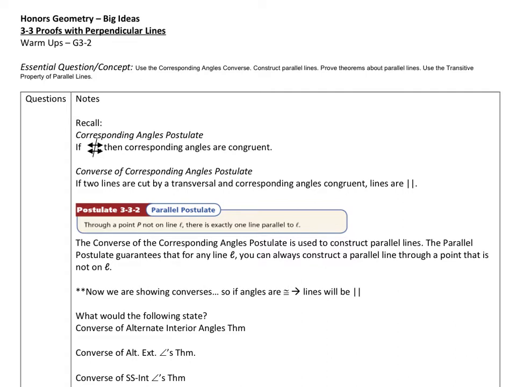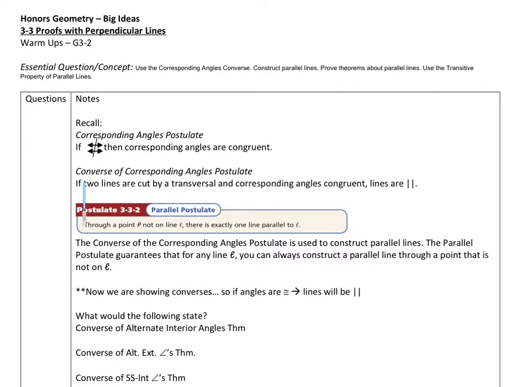So first of all, let's recall a couple things. We have the corresponding angles postulate. If two parallel lines are cut by a transversal, and this is how we abbreviate this whole thing, then corresponding angles are congruent. Again, that's the abbreviation so that you don't have to write the whole thing out.